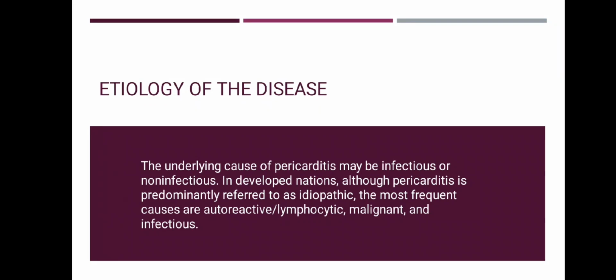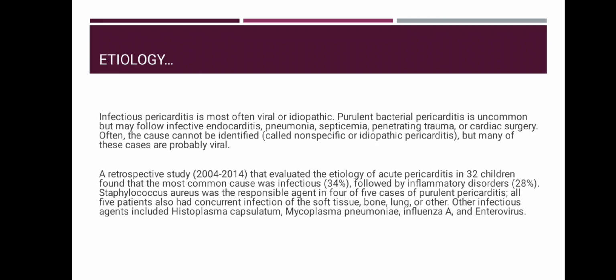Etiology of the disease. The underlying cause of pericarditis may be infectious or non-infectious. Viral infection is the most common cause of acute pericarditis and accounts for 1 to 10% of cases. In developed nations, although pericarditis is predominantly referred to as idiopathic, the most frequent causes are autoreactive, lymphocytic, malignant, and infectious. Infectious pericarditis is most often viral or idiopathic.